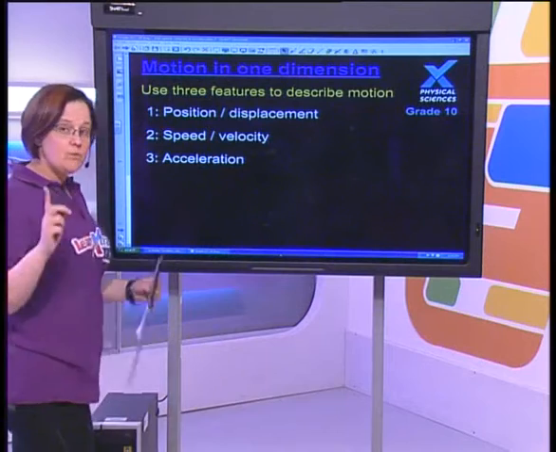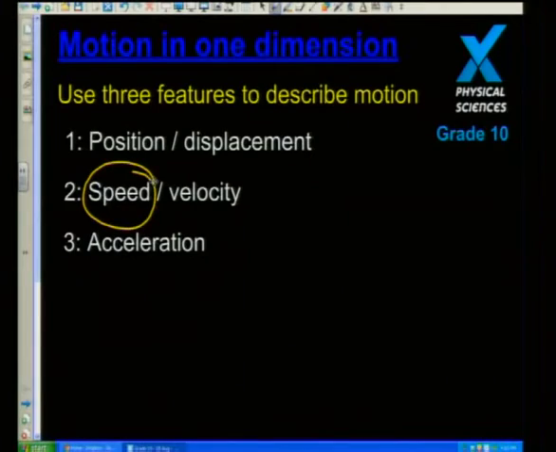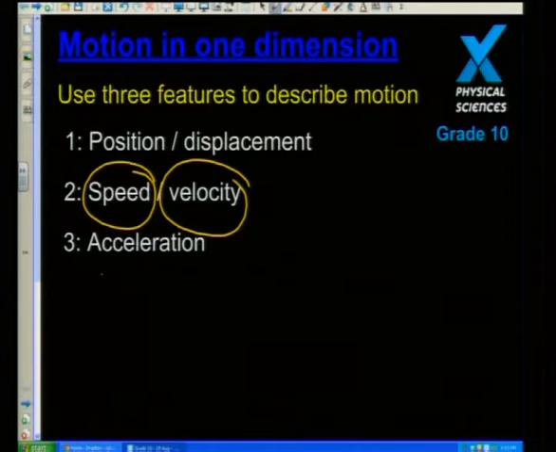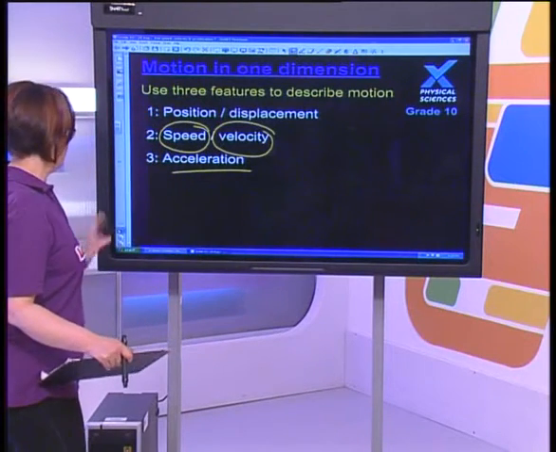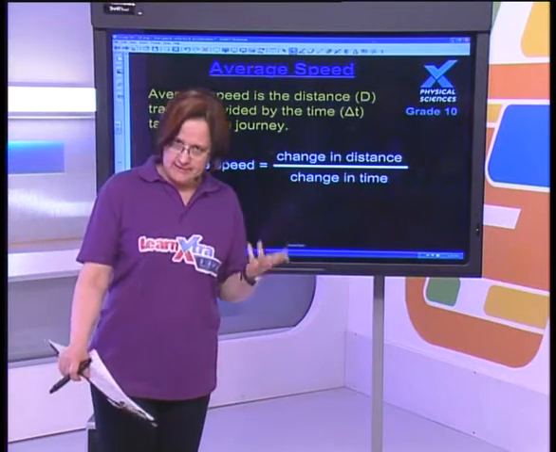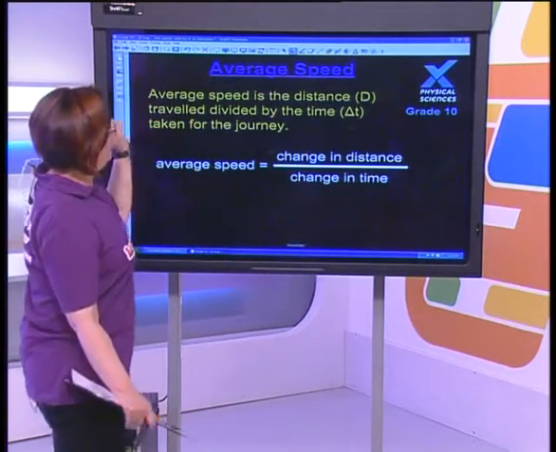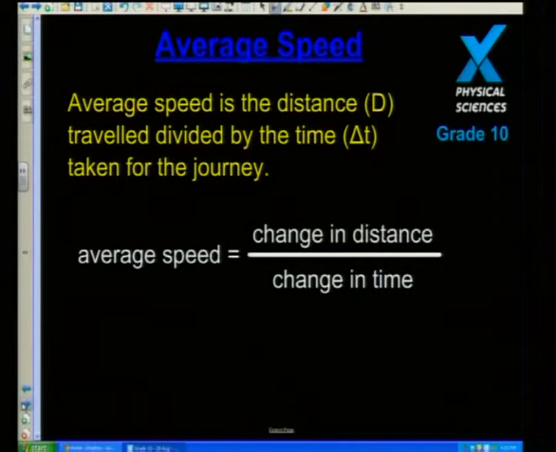Okay? But what we need to get is today, specifically, we're going to look at speed, velocity, and acceleration, because those are really important concepts. And we're going to look at the difference between speed and velocity and how we distinguish between them, and then how acceleration relates to them. So, first thing, what is speed? Okay? Speed, well, average speed is the distance traveled divided by the time taken for a journey.